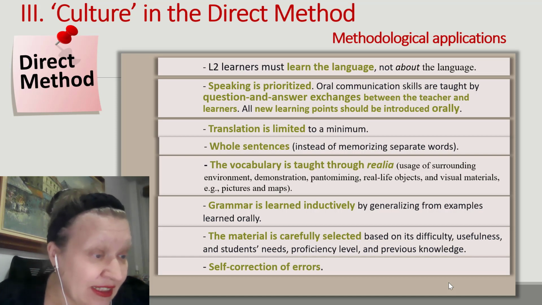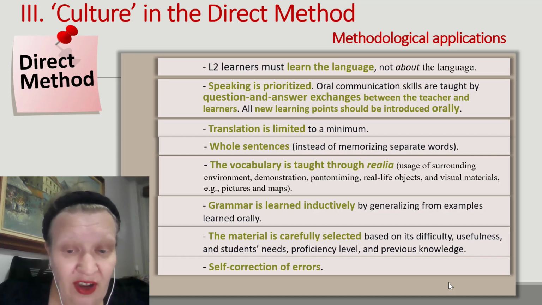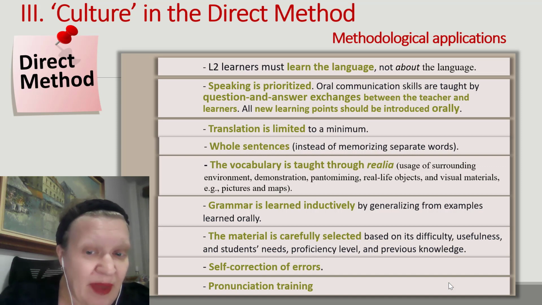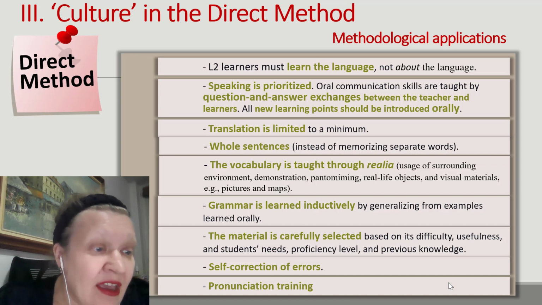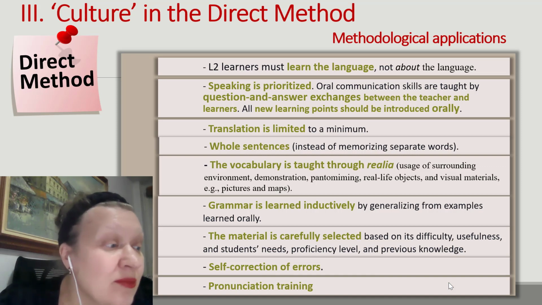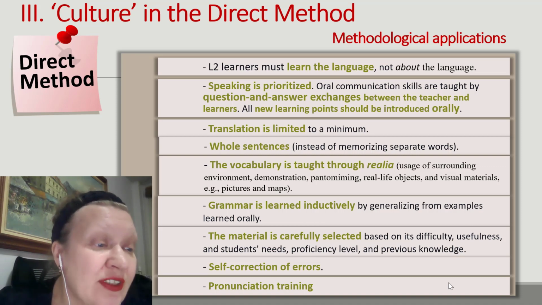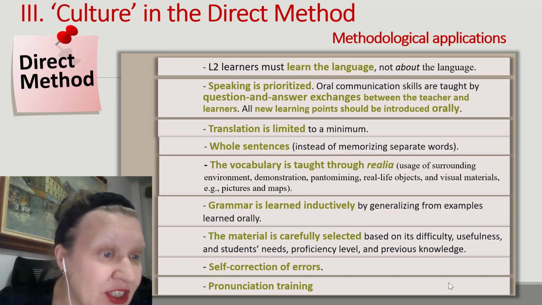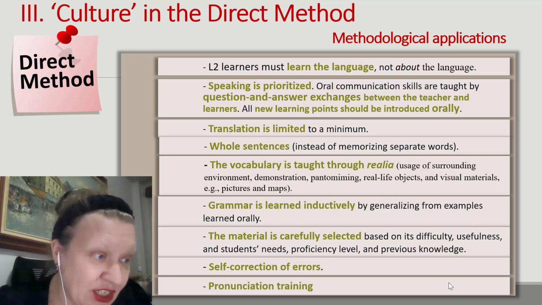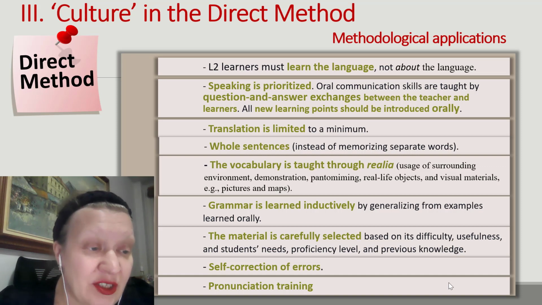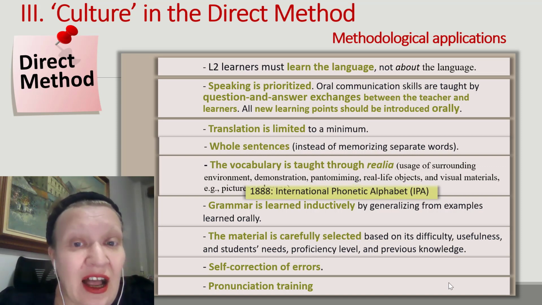Self-correction of errors is encouraged. And finally, since the direct method focuses on speaking, the pronunciation becomes very important. The proponents of the direct method emphasized the explicit teaching of second language pronunciation. For that purpose, they recommended to use, among others, the International Phonetic Alphabet.